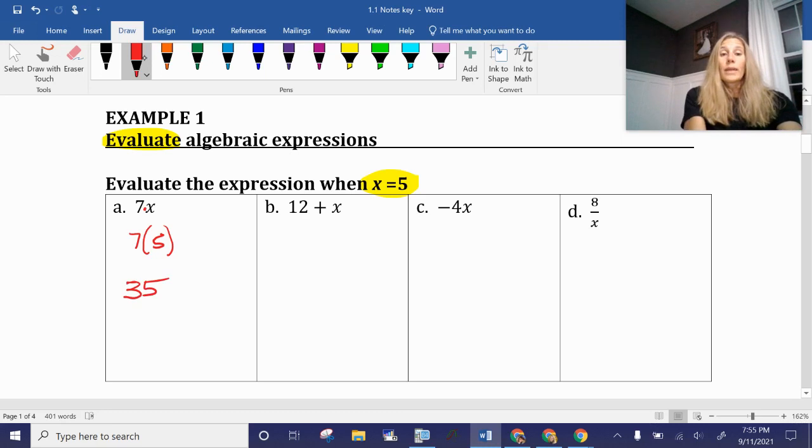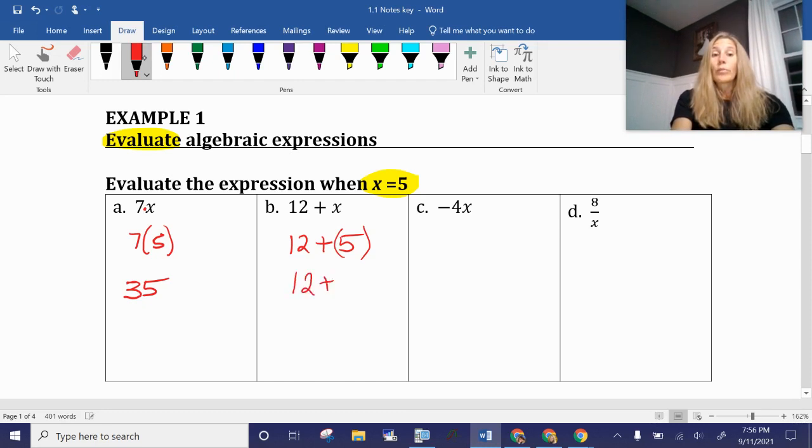So example B, we have 12 plus, and then I'm going to put my 5 in here. Now I didn't put parentheses around it because I already have an addition sign there telling me what I'm going to do. But even if you did put them there, it wouldn't change anything because there's no number in front of the parentheses there to multiply to. So it would just be 12 plus 5, which of course is 17.